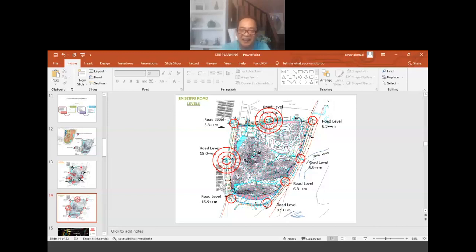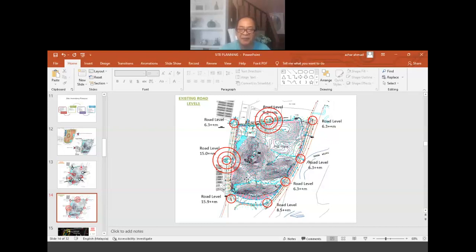So naturally, if the site is to follow the road level, then we would be safe to say that this would be on a higher level compared to here. This part would be a lower level of the site, where we can propose a lower level, and we can propose a higher level on the southern part of the site, because the existing road gives an indication that it is at the highest level, around 15.9, around 16 meters at this point.